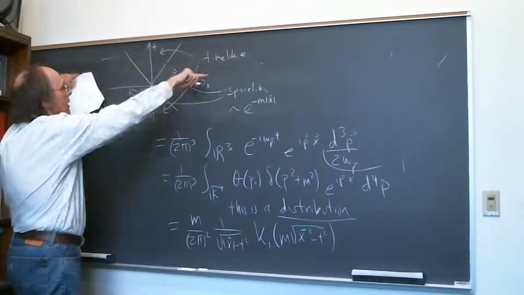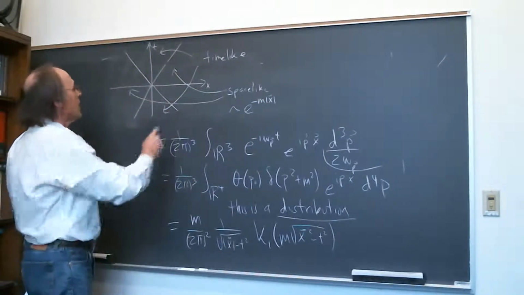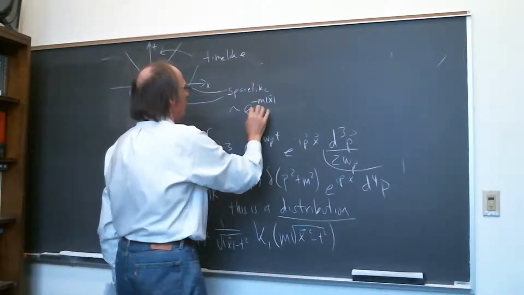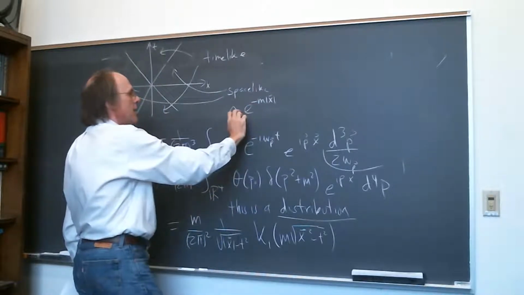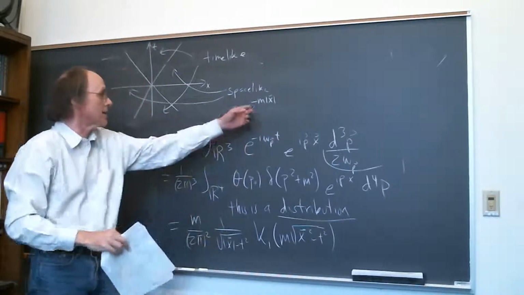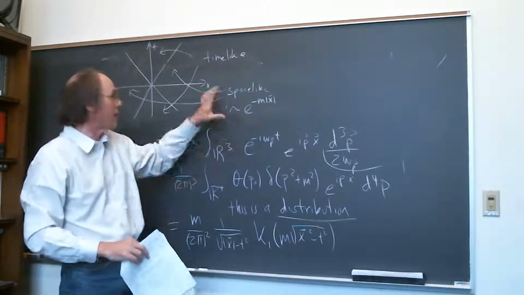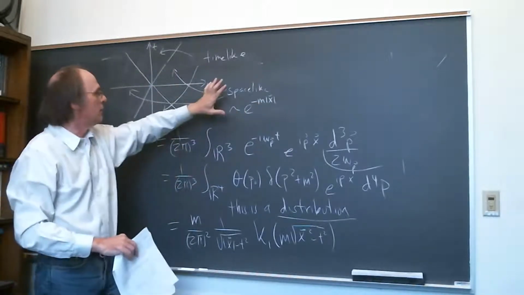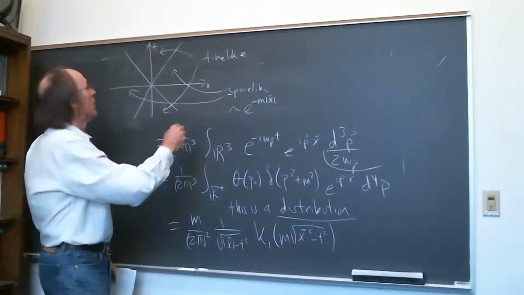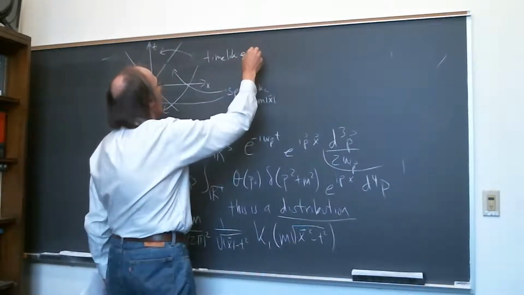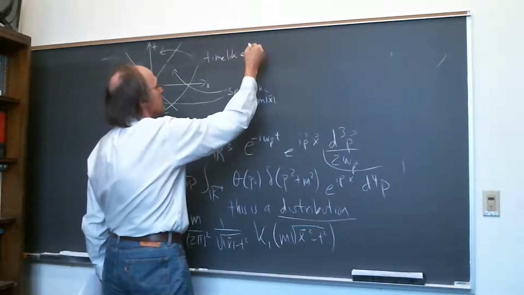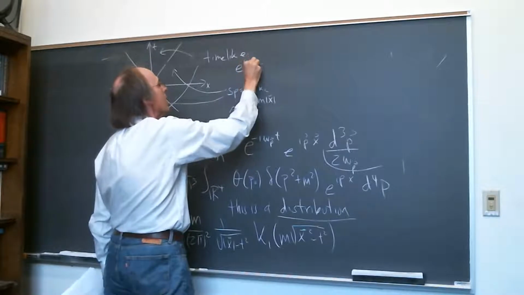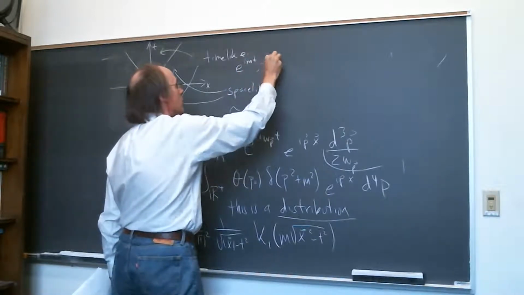As you go this way, in the space-like region, this actually is a real function. It's not only a distribution, but in the time-like region you've got various terms going like e to the i mt, and it's really a distribution.